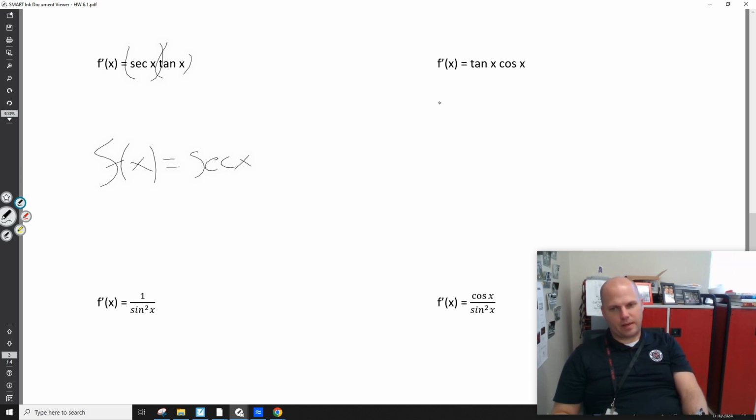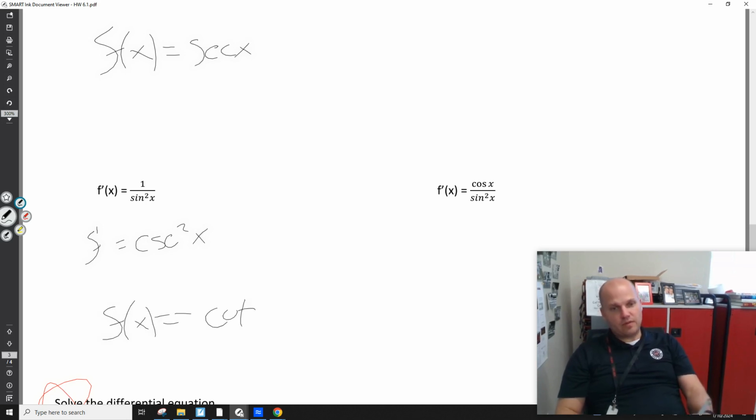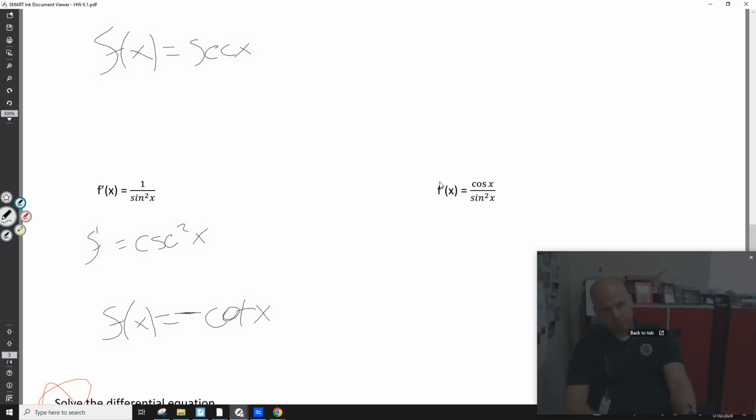I don't want you to worry about this one. I'm not going to do it. This one, I do want you to worry about it. You should know that this is the same as cosecant squared. It's reciprocal of sine squared. But again, you just have to remember your derivatives. The derivative of cotangent is negative cosecant squared. So the derivative of negative cotangent is negative cosecant squared. I don't want to do this one.